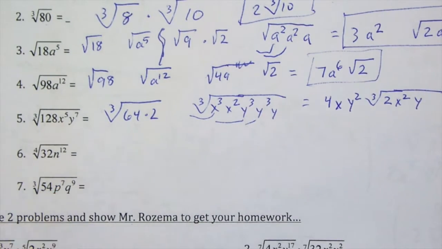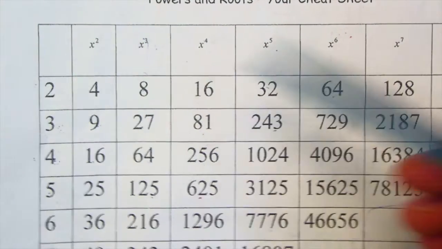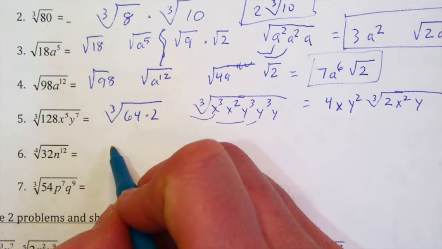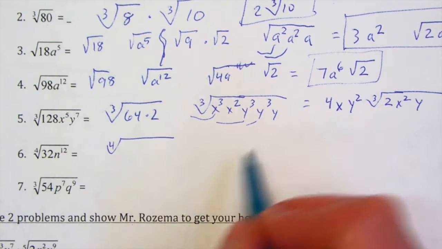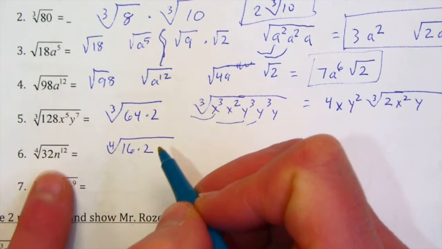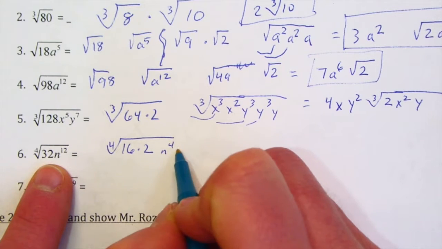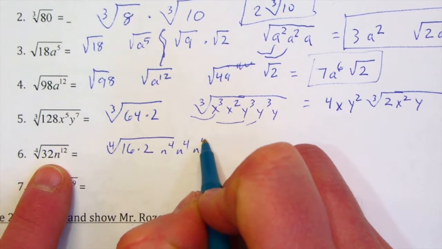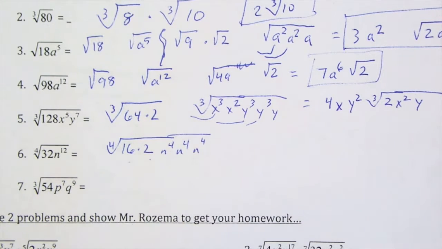Try the next one, a fourth root of 32. Okay, if I look through my fourth roots, I look on my paper. Oh, 16 goes nicely into 32, so I'm going to call this the fourth root. I'm going to start to just put things all together, make it go a little quicker. I'm going to go 16 times 2. Take my n's and put them in groups of 4, so I'm going to go n^4, n^4, n^4, like that. So I chopped up the number and also chopped up the n's as well.